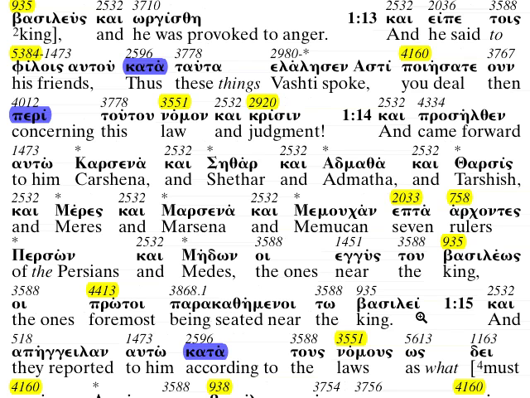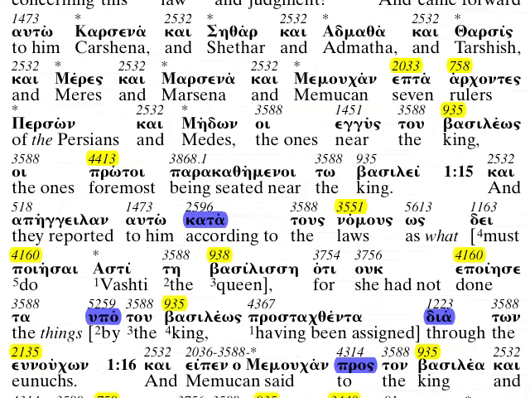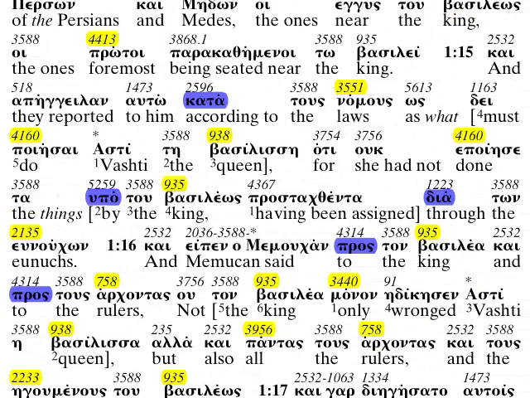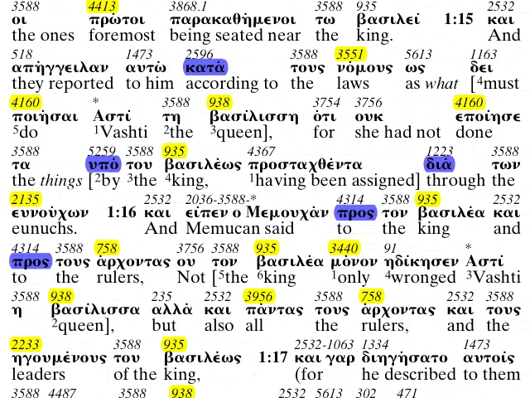And came forward to him Karshena and Zethar and Admatha and Tarshish and Meres and Marsena and Memucan, seven rulers of the Persians and Medes, the ones near the king, the ones proti, foremost. We have a prototype, foremost, being seated near the king. So these rulers now come to him after this problem arises of the queen not coming and the king being angry, not being able to show off his beautiful woman to these men.